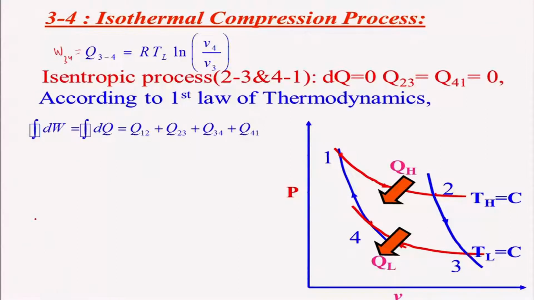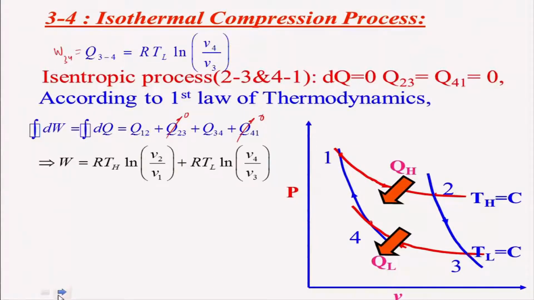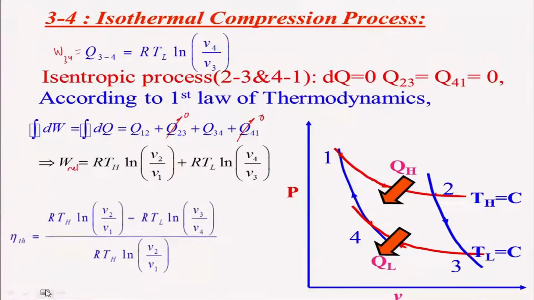We know that Q23 is equal to 0 and Q41 is 0. So the work done, the net work done, is nothing but R T_H ln V2 by V1 plus, as we have already derived, Q34, which is R T_L ln V4 by V3.